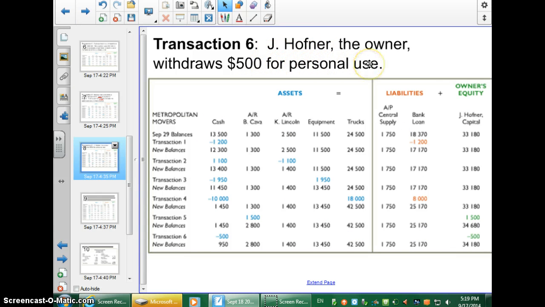In transaction 6, the owner of the company, Jay Hoffner, withdraws $500 for personal use. This is very similar to transaction number 5. The cash is reduced by $500 here, and thus your owner's equity is reduced by $500 as well.